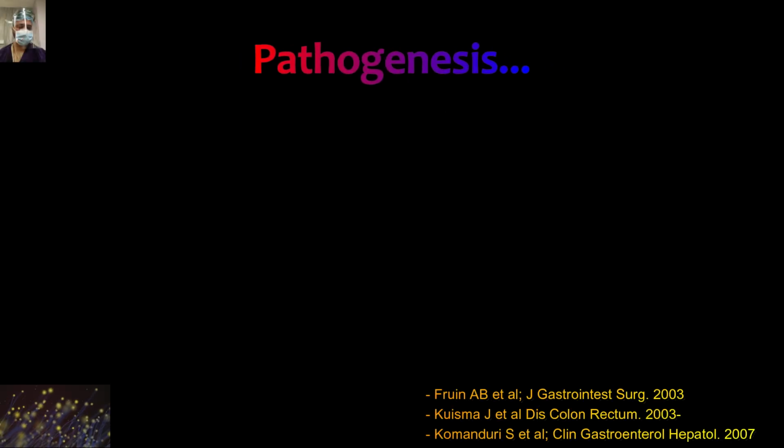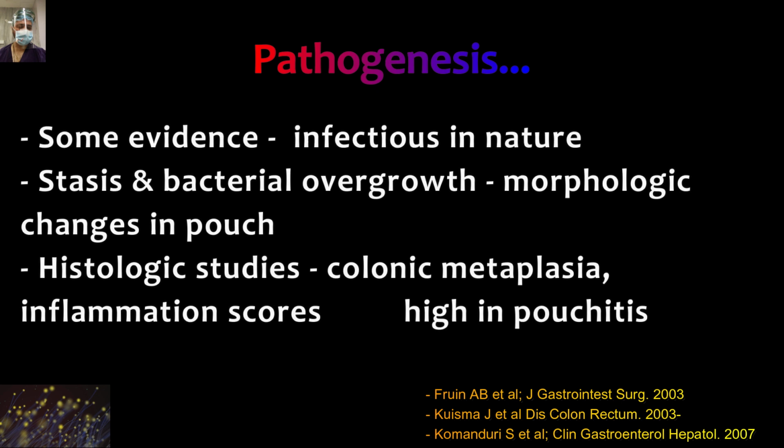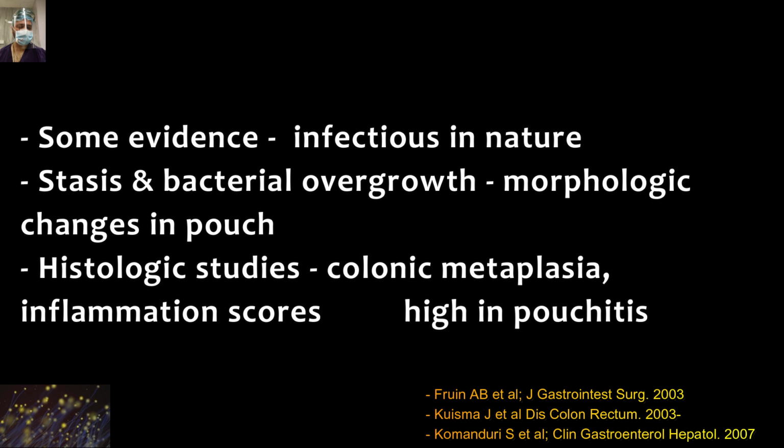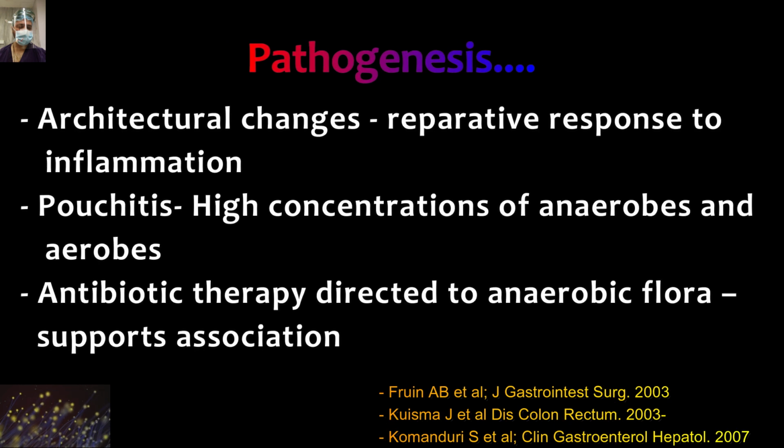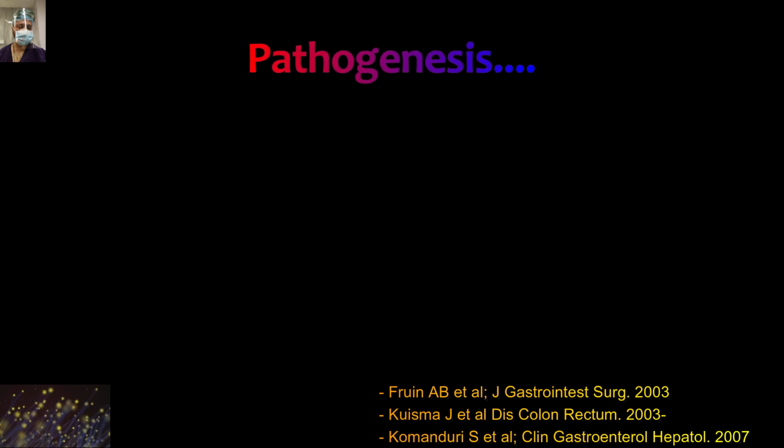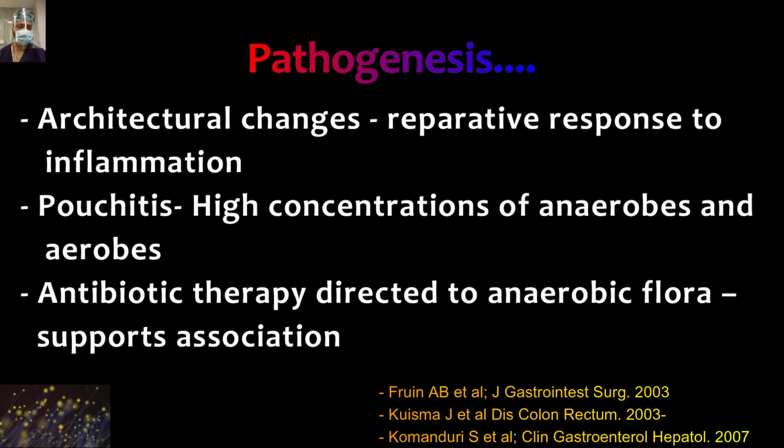There is some literature evidence that this pouchitis is also infective in nature. This is not a natural reservoir. We create this reservoir, so there is bacterial stasis and overgrowth, that leads to morphological changes like fecalization of the intestinal content, as in a chronic obstruction, somewhat a similar picture. And histological study shows chronic metaplasia, and inflammation scores are high in pouchitis. The use of antibiotics helps to control pouchitis, so that is indirect evidence to suggest that inflammation because of infection can be one contributing factor.